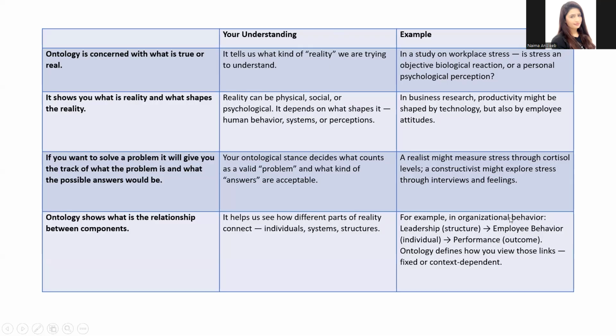One or two I'm going to read, and for your understanding, you can read the other examples and make the link. Like ontology is concerned with what is true or real. It tells us what kind of reality we are trying to understand in a study, for example workplace stress. Is stress an objective biological reaction or a personal psychological perception? It shows you what is reality and what shapes that reality.